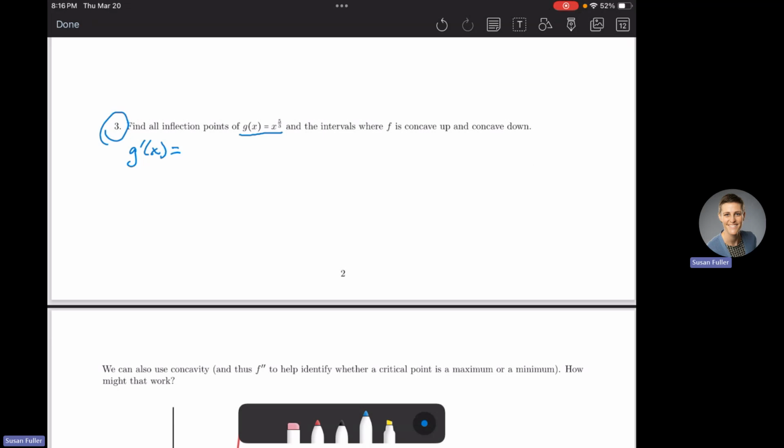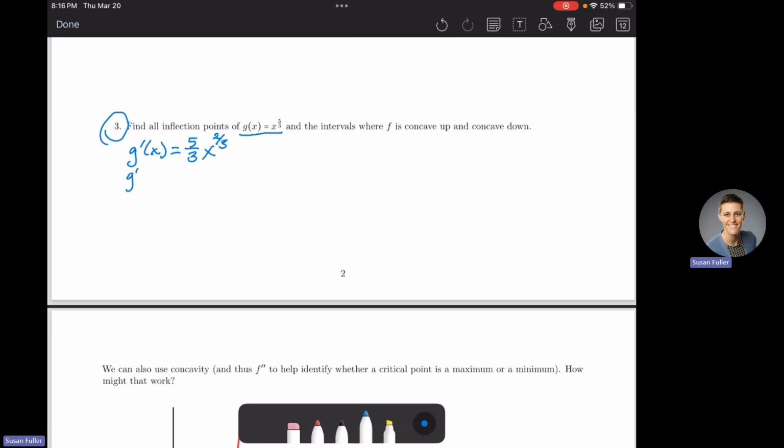So the derivative of x to the 5/3 is going to be 5/3 times x to the 5/3 minus 1. That's 5/3 minus 3/3, which is 2/3. Okay, so that's my first derivative.